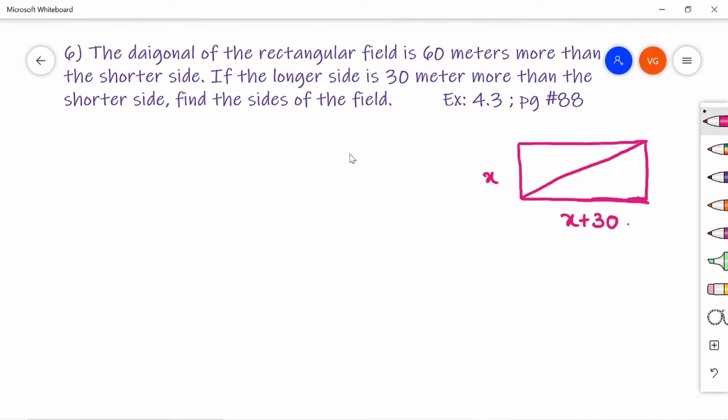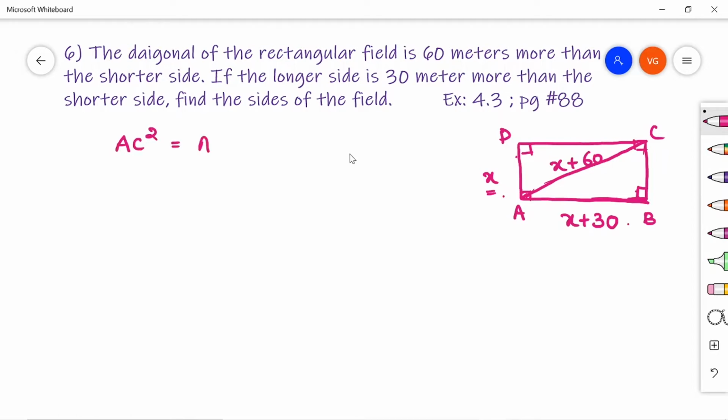And they have given that for that rectangle, the diagonal is 60 more than the shorter side. As I have taken the shorter side as x, this is x plus 60. Suppose this is rectangle ABCD. So the triangle ABC is a right angle, right? For a rectangle, all the corners are at 90 degrees. If you consider triangle ABC, that is a right angle triangle, so hypotenuse square is equal to side square plus side square. You can apply the Pythagoras theorem.